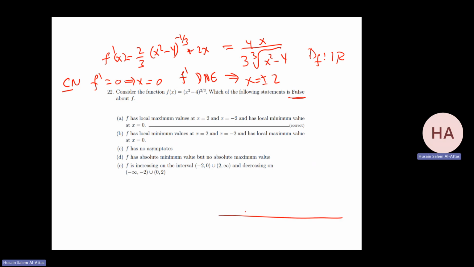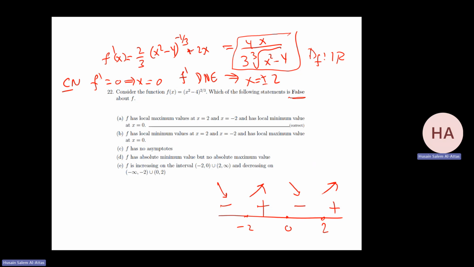So plug it in. I have minus 2, 0, 2, and this is my function. Take a value less than minus 2, minus 3, it will be negative. 9 minus 1, this is positive, so that's negative. Minus 1, it will be negative over negative, that is positive. 1, positive over negative, negative. More than 2, that's positive. So decreasing, increasing, decreasing, increasing.